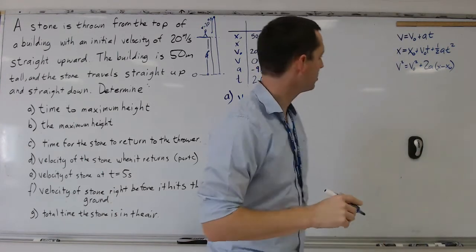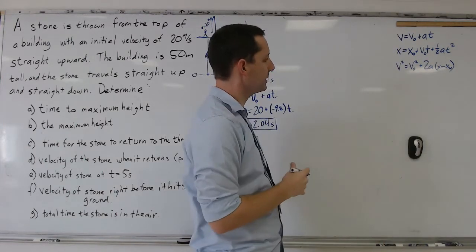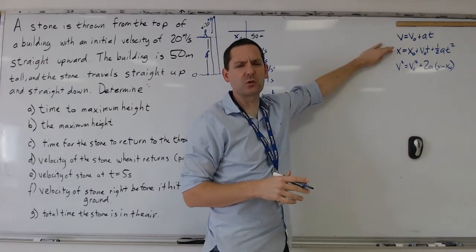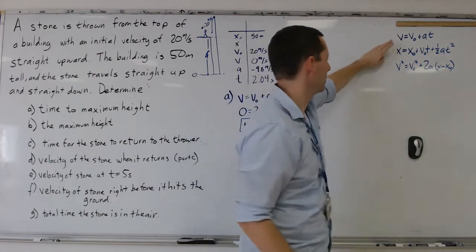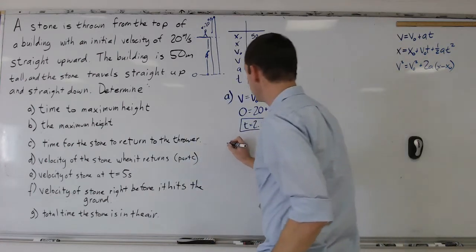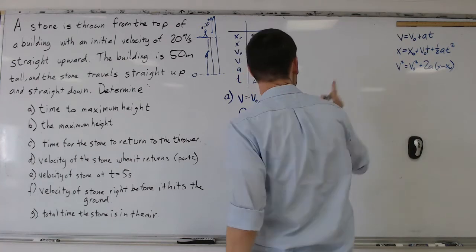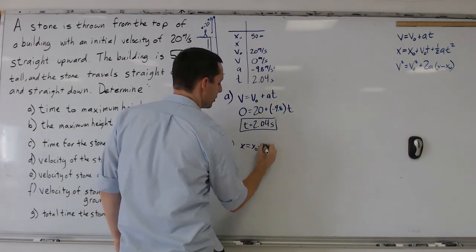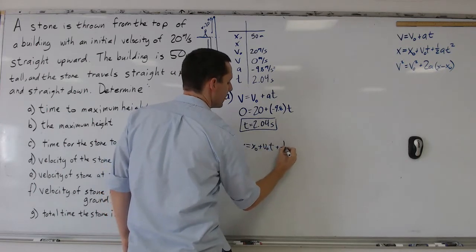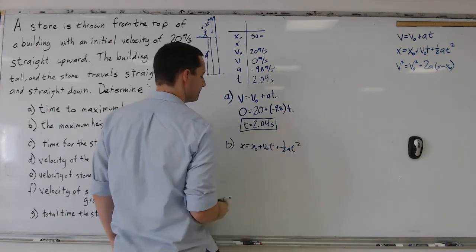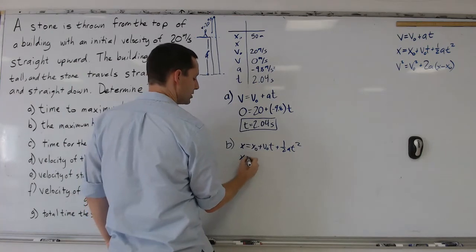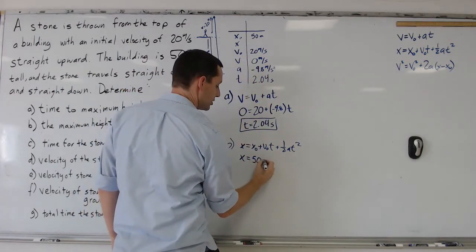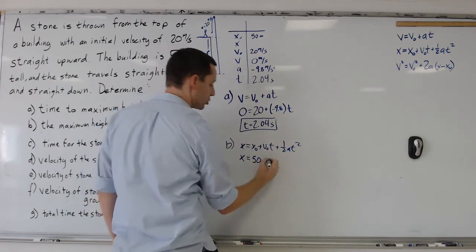And so what equation do we want to use? Well, it doesn't really matter. A lot of people will say, well, yeah, but this one already has x by itself, so I want to use that one. Okay, fine, use that one. We'll go ahead and use that one. So for letter B, we can use the same information, but we'll go x equals x naught plus v naught t plus 1/2 at squared. The final position is what we're looking for. Remember, I used 50 for my initial. My initial velocity was 20.